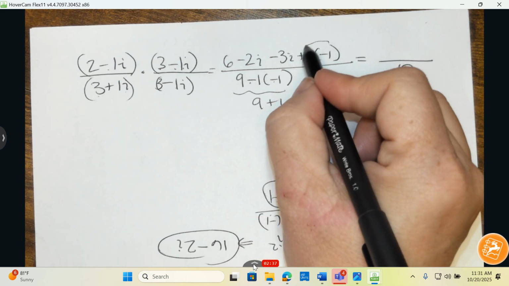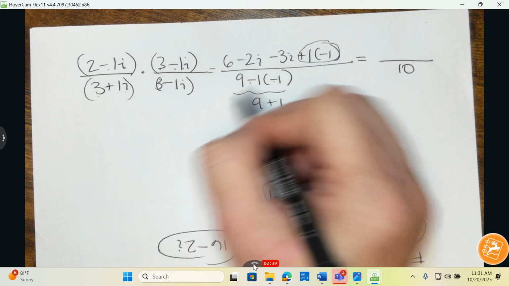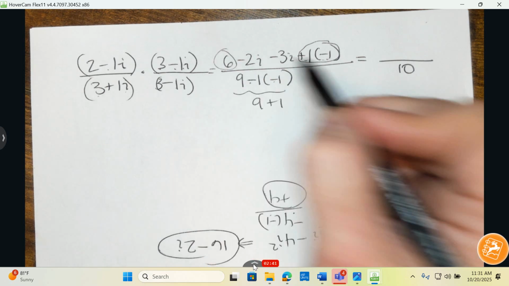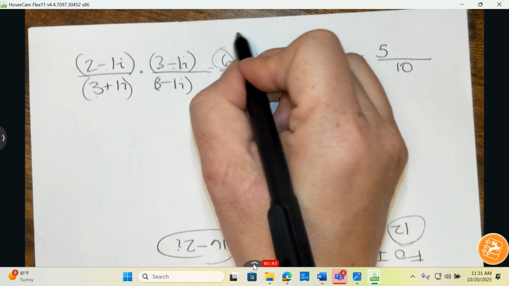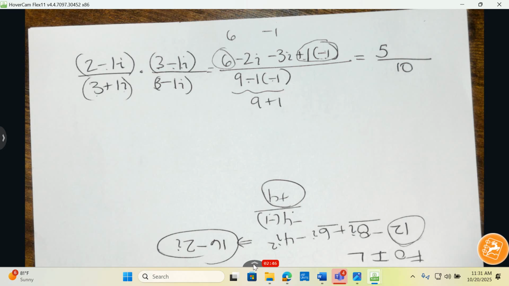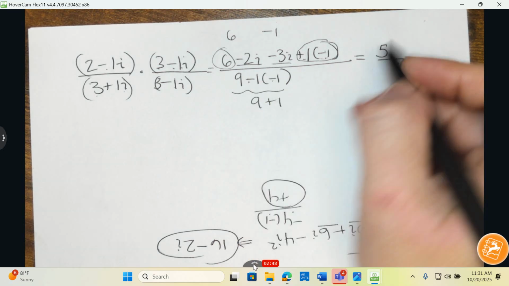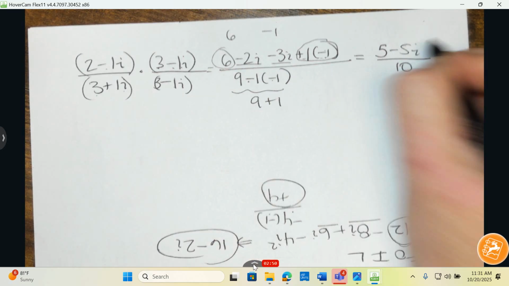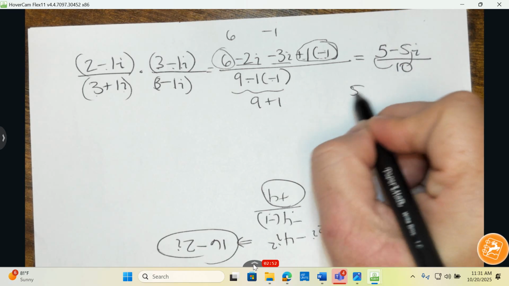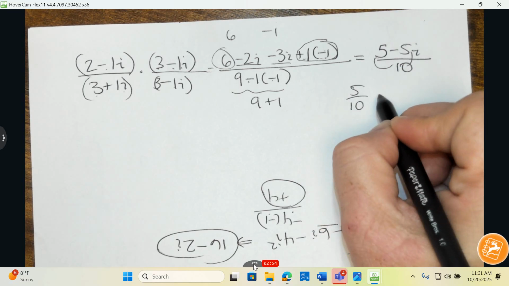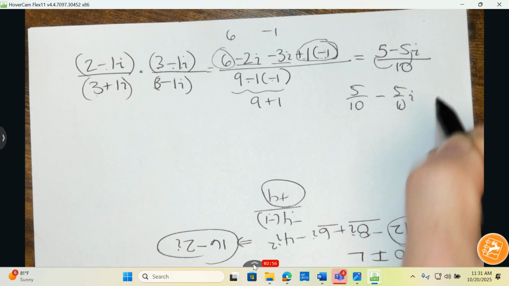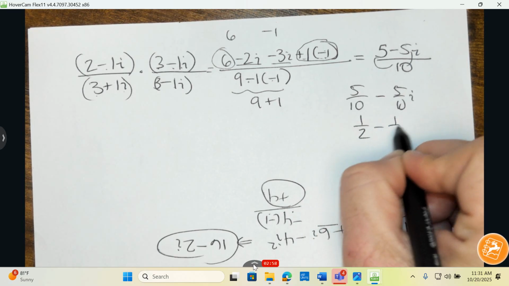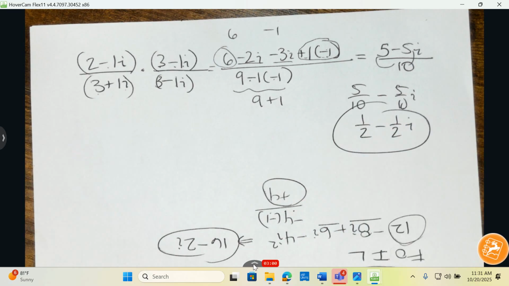Okay, up top, negative 1 and 6 is 5. So 6 minus 1, that's how we get the 5. And negative 2i, negative 3i is negative 5i. So how do we separate this? We have 5 over 10 minus 5 over 10i. So 1/2 minus 1/2 i. So look at the left.